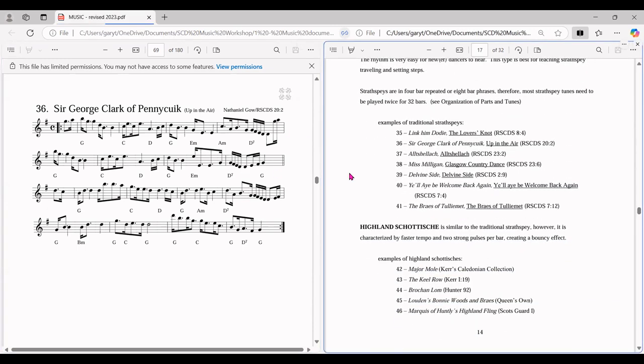Now some tunes to demonstrate that. Since we just heard a bit of Sir George Clarke of Penicuik, let's go ahead and hear the first 8 bars. It is filled with them, and it is a driving tune. Ready, and.